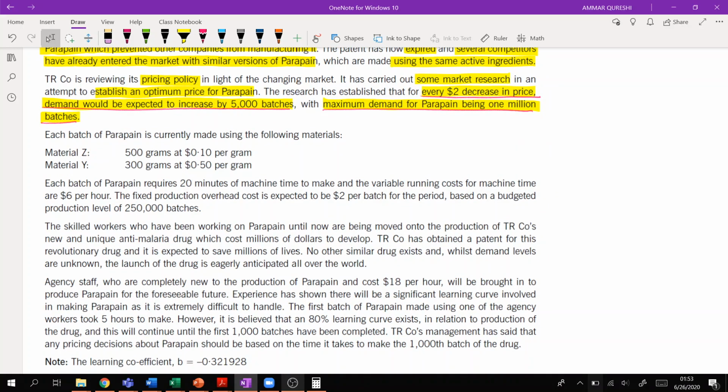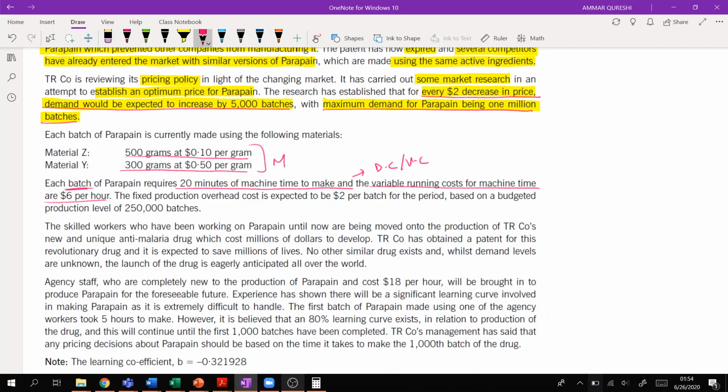Each batch of paraffin is currently made using the following material: Z, 500 grams at the rate of $0.1 per gram, and material Y, 300 grams at the rate of $0.5 per gram. This is the material requirement. Each batch of paraffin requires 20 minutes of machine time to make, and the variable running cost of machine time is $6 per hour. This is basically a direct cost, or you can say this is a variable cost for the product because it varies with the number of batches, right?